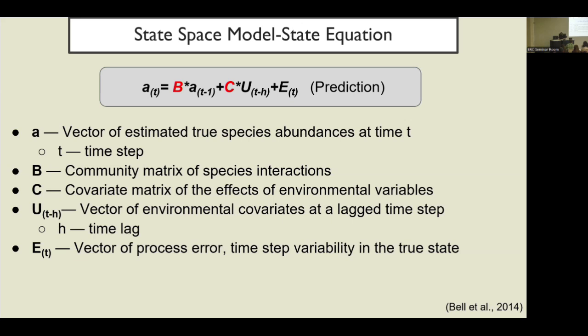And we have the C, that stands for covariance matrix. That's going to tell us the effect of environmental covariance. And we have U that accounts for delayed ecological effects from the environmental covariance, and H right here we use as a time lag. And E right here represents the process error. So it's kind of like random variation in the prediction process. So this error could be unmeasured biological factors or environmental variability.